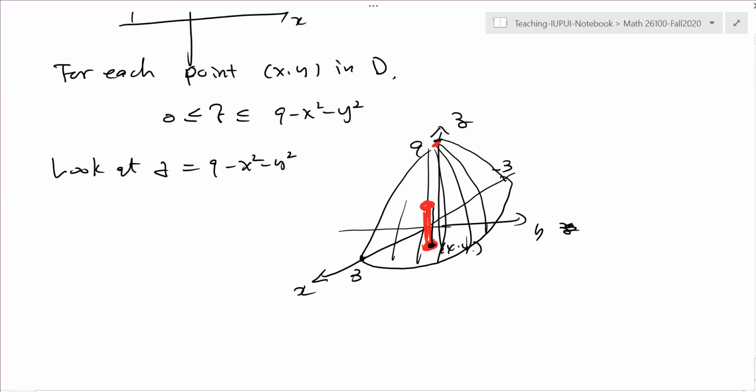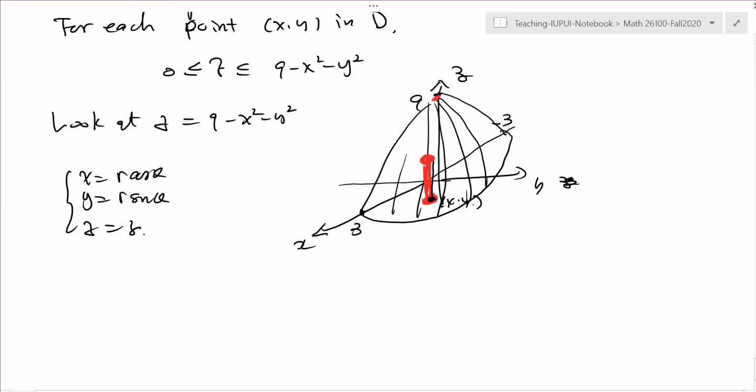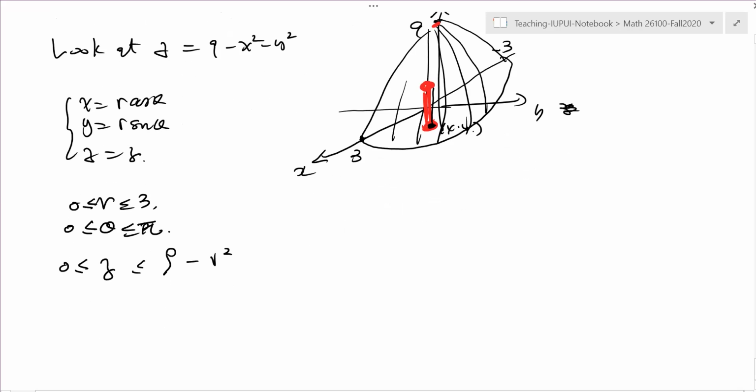So you can use cylindrical coordinates: x equals r cosine theta, y equals r sine theta, z equals z. Clearly for the semi-disk, r is between 0 and 3, theta is between 0 and pi, but z is between 0 and 9 minus r squared. So this is my E prime.